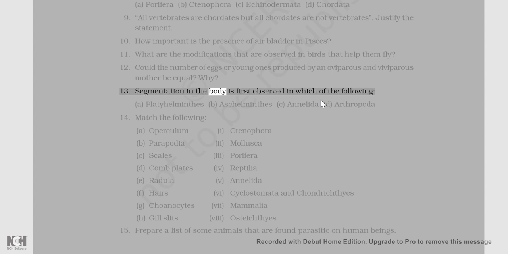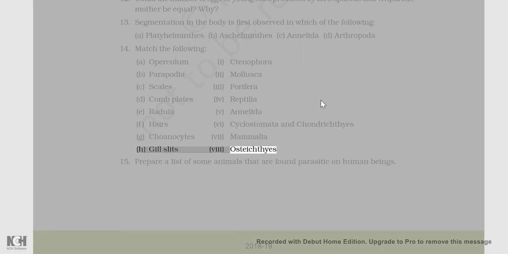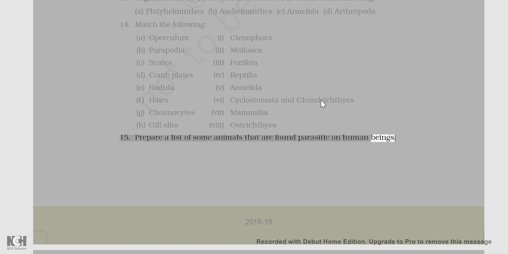A. Platyhelminthes, B. Aschelminthes, C. Annelida, D. Arthropoda. 14. Match the following: A. Operculum, 1. Ctenophora; B. Parapodia, 2. Mollusca; C. Scales, 3. Porifera; D. Comb plates, 4. Reptilia; E. Radula, 5. Annelida; F. Hairs, 6. Cyclostomata and Chondrichthyes; G. Choanocytes, 7. Mammalia; H. Gill slits, 8. Osteichthyes. 15. Prepare a list of some animals that are found parasitic on human beings.